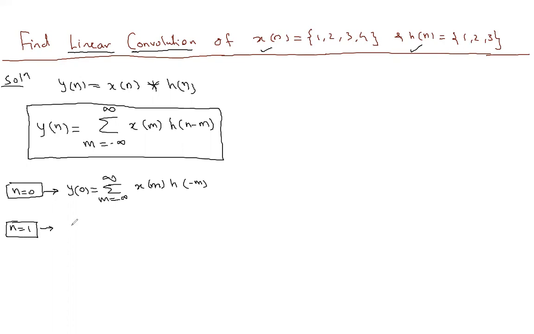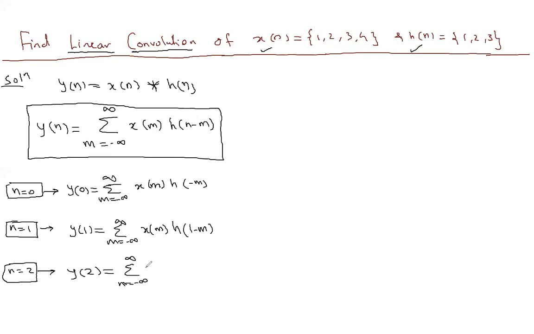If I put n equal to 1, I get y of 1, which is the sum over m from negative infinity to infinity of x of m, which remains as it is, and h of 1 minus m. This n becomes 1 over here. Let's put one more, n equal to 2. I get y of 2, which is the sum over m from minus infinity to infinity of x of m, h of 2 minus m. You can keep on putting values of n, and you will keep on getting these equations. Fair enough.